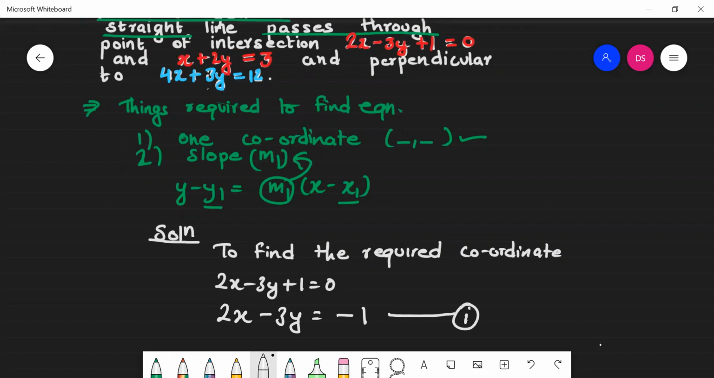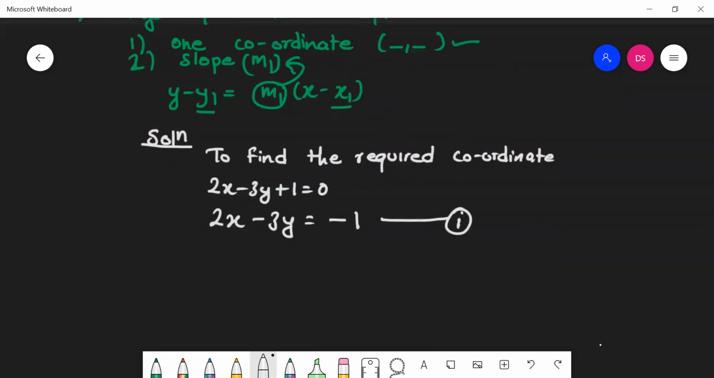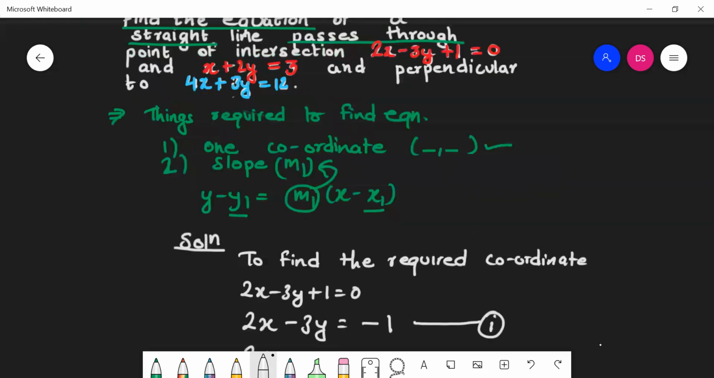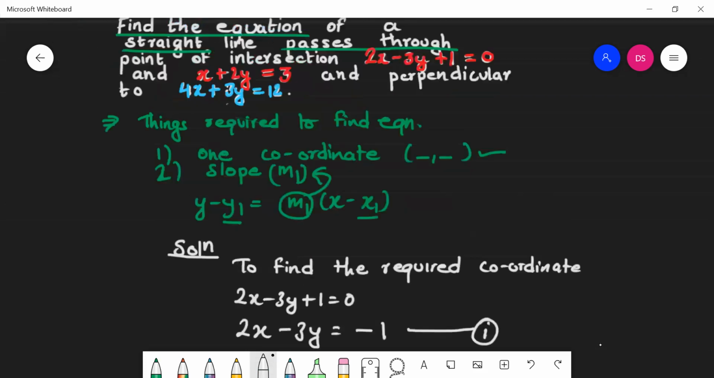And what is our equation 2? See that red equation, x plus 2y equals 3. I'm going to write it here: x plus 2y equals 3.